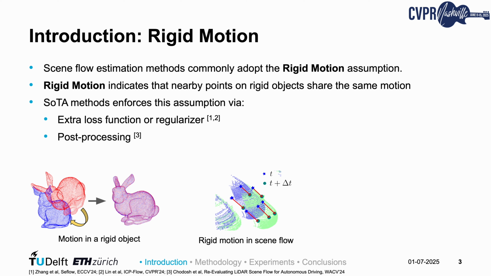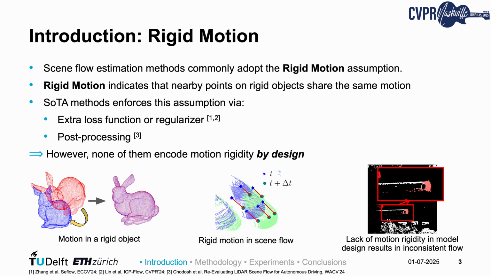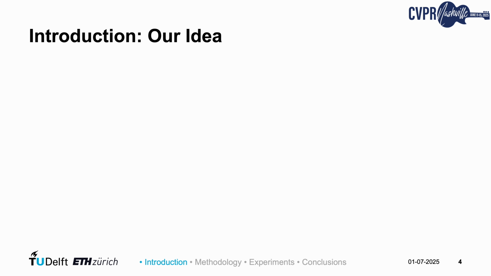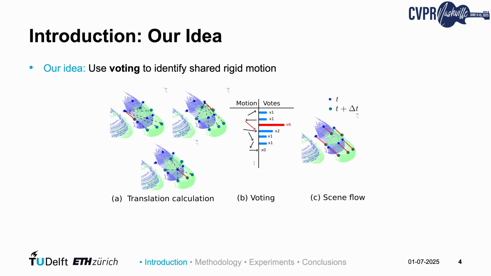However, there's a gap. None of these models has motion rigidity truly baked in by design. As a result, they occasionally produce inconsistent flows, especially for large objects like buses. So how to encode motion rigidity directly inside the model itself? Voting. That's our core intuition behind VoteFlow. Use voting to identify shared rigid motion.